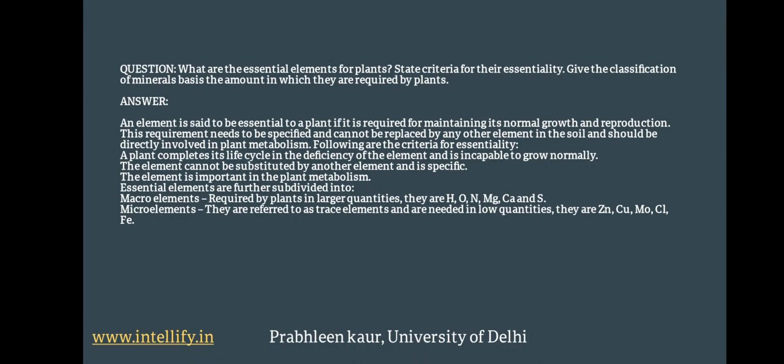Following are the criteria for essentiality. A plant cannot complete its life cycle in the deficiency of the element, and a plant completes its life cycle in the presence of the element and is incapable of growing normally in its deficiency. The element cannot be substituted by another element and is specific. The element is important in the plant metabolism.